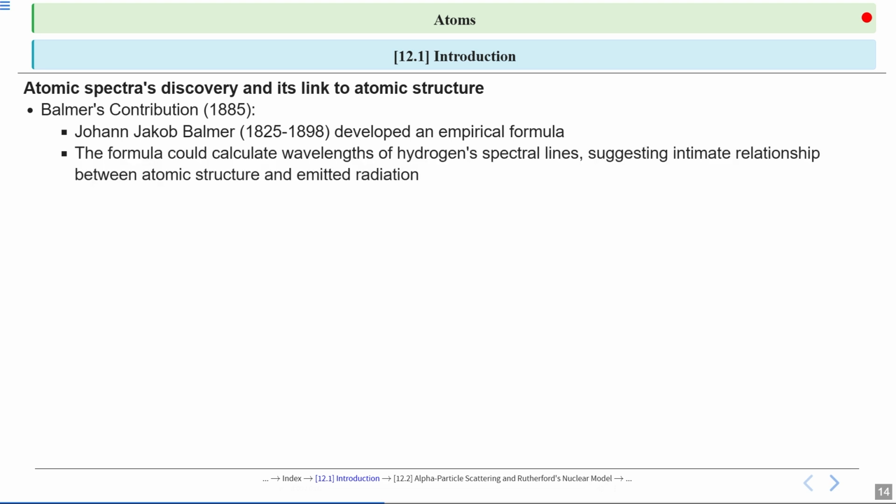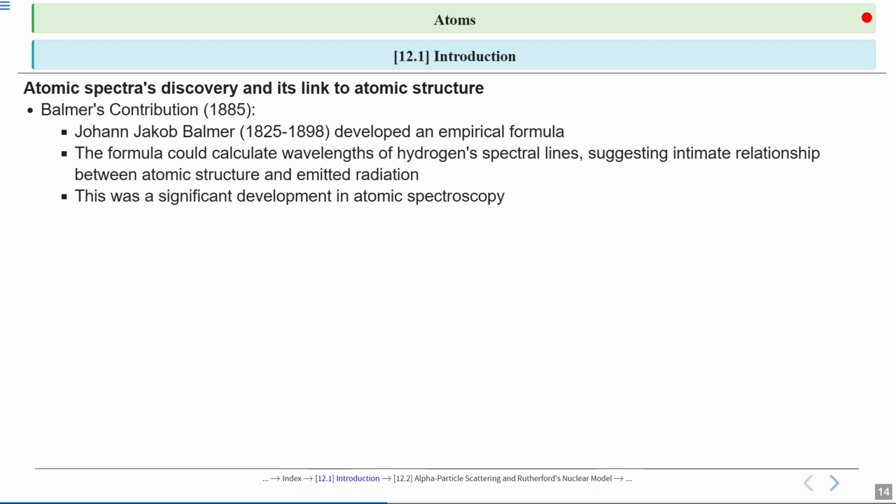Balmer's formula actually calculated the exact wavelengths of hydrogen spectral lines. This suggested a deep connection between the structure of atoms and the radiation it emits. In other words, the light we see from hydrogen isn't random, it's tied directly to what's happening inside the atom. This was a major step forward in atomic spectroscopy, which is the study of how atoms absorb and emit light.